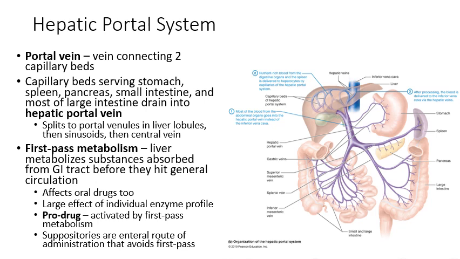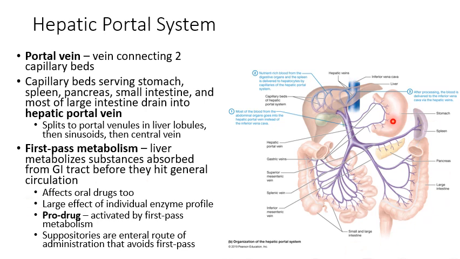So all that blood and all the nutrients and toxins that it's carrying are going to pass through the liver, through those sinusoid capillaries, and the hepatocytes will have the opportunity to use the nutrients and to detoxify any toxins that are there. Then the blood will drain into the central vein of each liver lobule, ultimately into the hepatic vein and the vena cava.